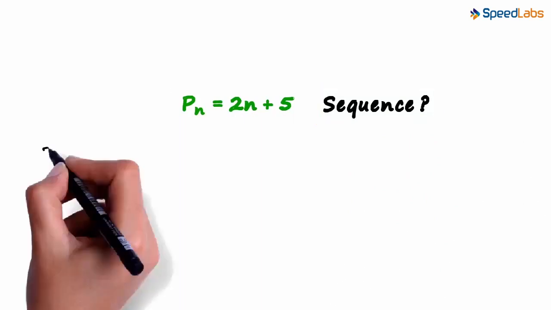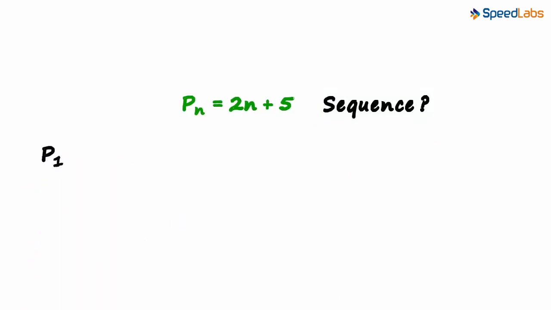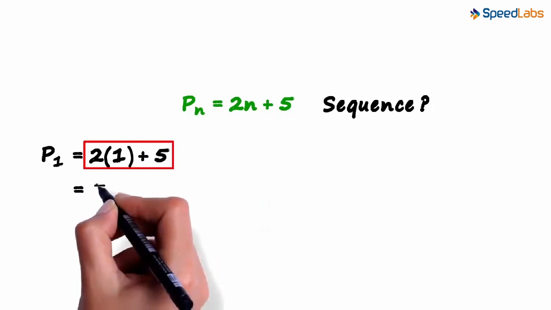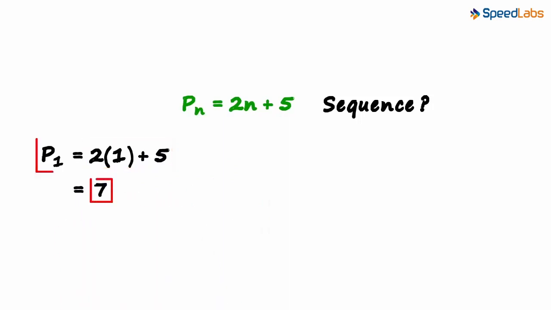The first term would be P1. We simply substitute 1 in place of n and get 2 times 1 plus 5. That equals 7. 7 is the first term of the sequence. Maybe some of you are wondering as to why we did not start with a 0 in place of n. That's because every sequence has a first term, not a 0th term. So n will always begin with a 1.